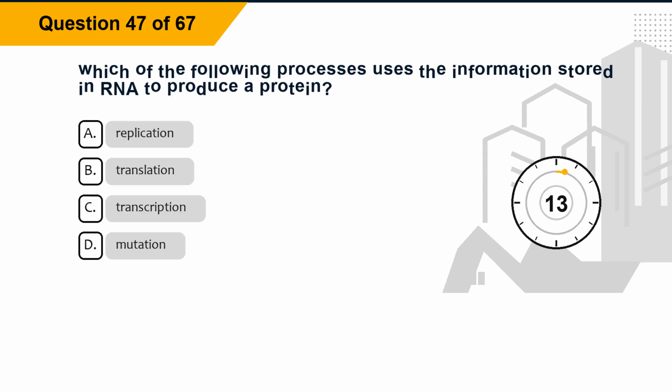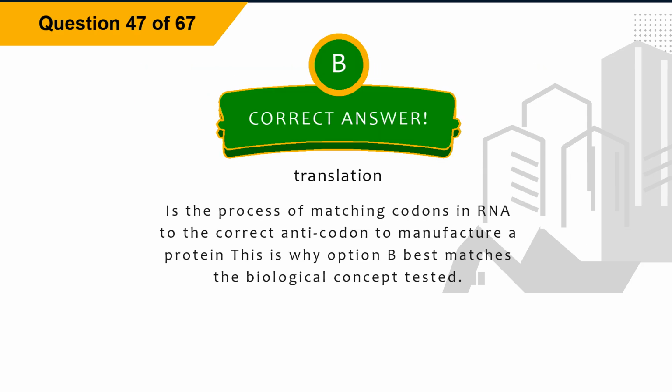Question 47. Which of the following processes uses the information stored in RNA to produce a protein? Option A, replication. Option B, translation. Option C, transcription. Option D, mutation. The correct answer is option B, translation. Explanation. Translation is the process of matching codons in RNA to the correct anticodon to manufacture a protein. This is why option B best matches the biological concept tested.